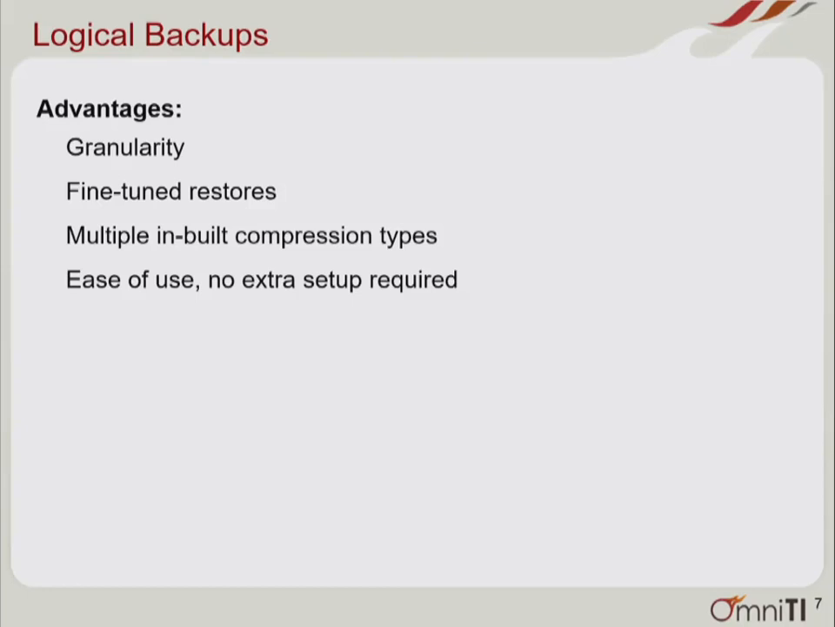And so PG dump, because it can only connect to the highest level, which is a database, cannot access these global variables, whereas PG dump all can. So what I would recommend is if you go about doing logical backups, make sure there's an option in dump all to just dump out the roles, not any of the data.